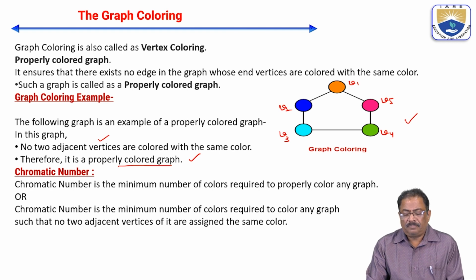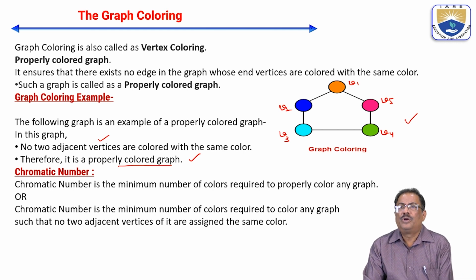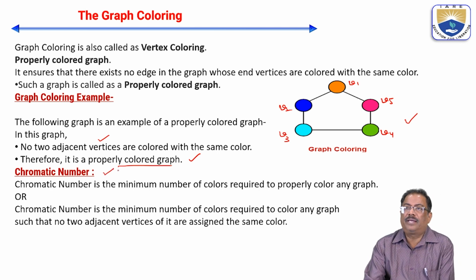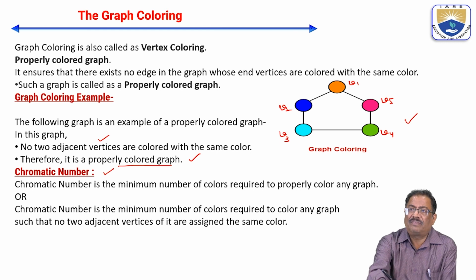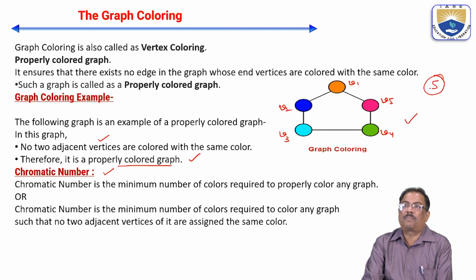And here, while making the graph properly colored, we can use any number of colors. The minimum number of colors that we use to make the graph properly colored is known as the chromatic number. So here, the graph is colored. See how many colors I have used here? 5 colors. I used 5 colors to make the graph properly colored.